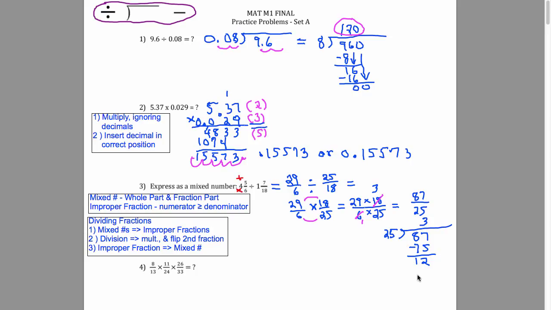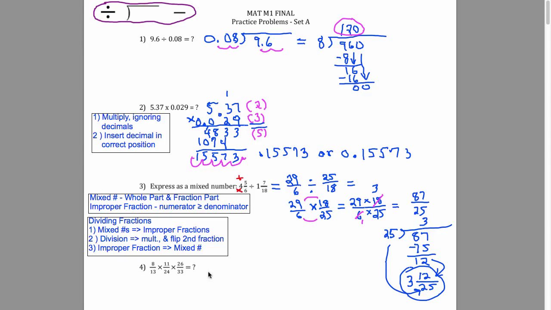So our final answer will be 3 from the quotient area here. The remainder is the numerator of our mixed number, and the denominator is our divisor. So that is our final answer, 3 and 12/25. So let me circle that. The final answer is 3 and 12/25.